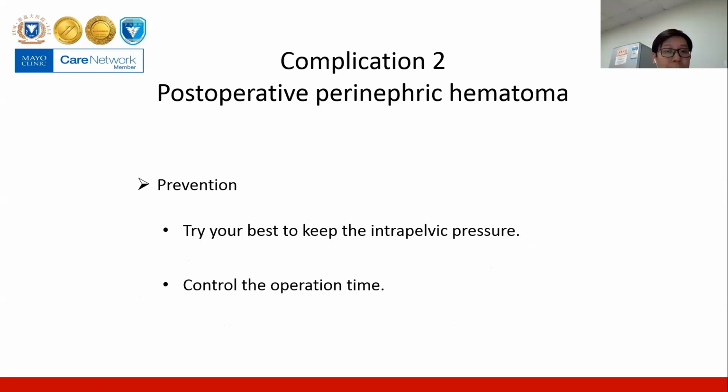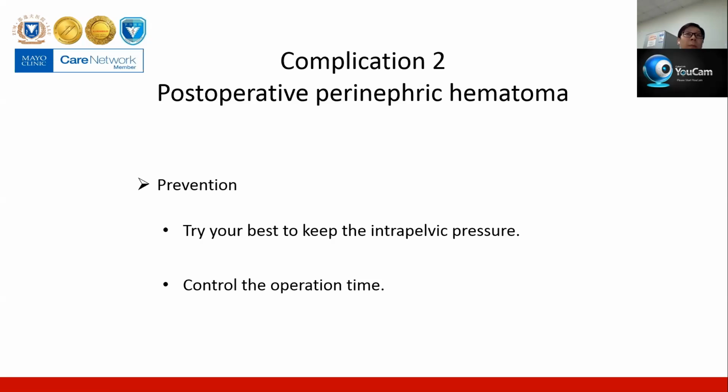To prevent these complications, I think we should try our best to keep the intrapelvic pressure low during the operation. If that cannot be achieved, a secondary operation with drainage by a ureteral stent is a reasonable decision. Secondly, controlled operation time is also important. And similarly, a secondary operation is not a bad choice for the patient and also for our surgeon.